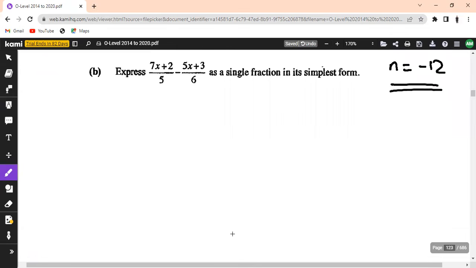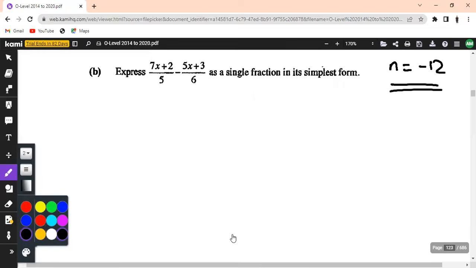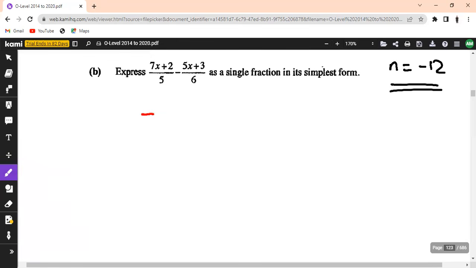So express on B now as a single fraction. So there, guys, let us just find our LCM, which is the LCD or the LCM, depending on the way that you want to have it. And 5 and 6, that is a 30 there.